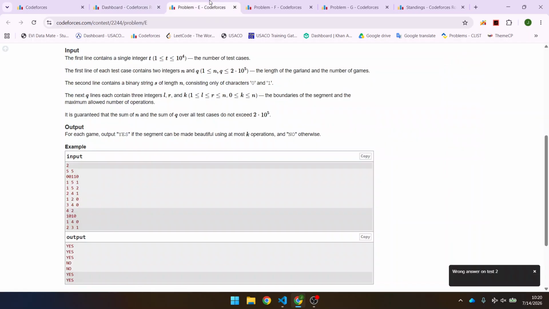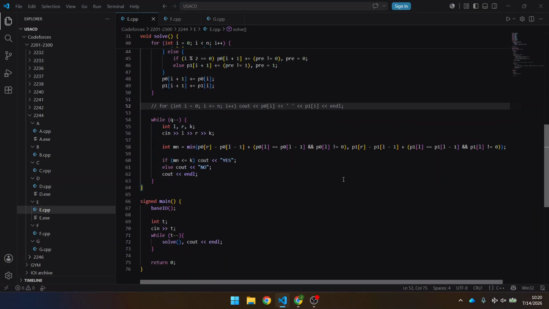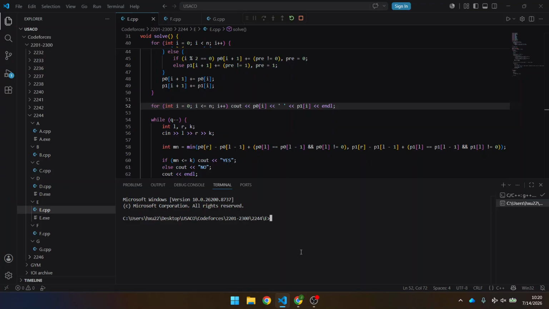Let's learn test 2. Let's see. P0R minus P0R minus 1. Here, that's the total. So starting here, we need 1, right? If it's 0, we need 1.